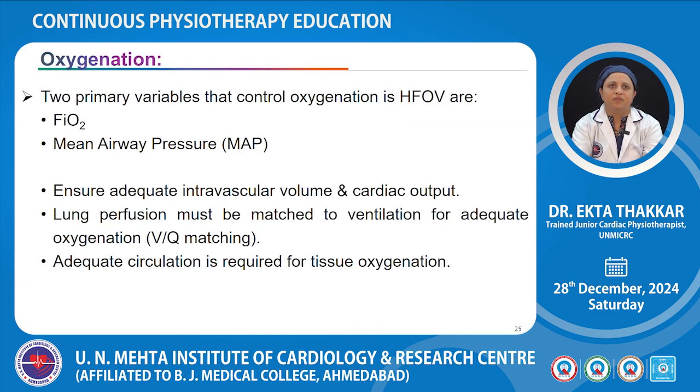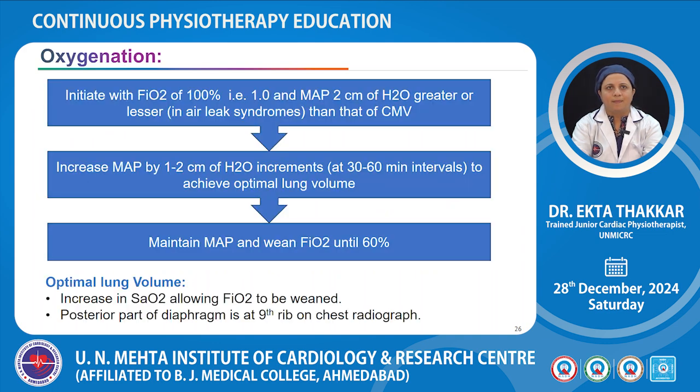Oxygenation. Two primary variables that control oxygenation in HFOV are FiO2 and mean airway pressure. Ensure adequate intravascular volume and cardiac output. Lung perfusion must be matched to ventilation for adequate oxygenation. Adequate circulation is required for tissue oxygenation.